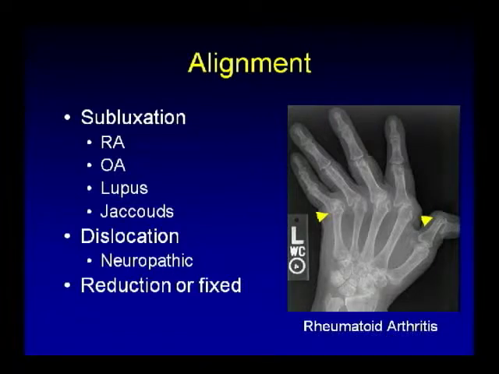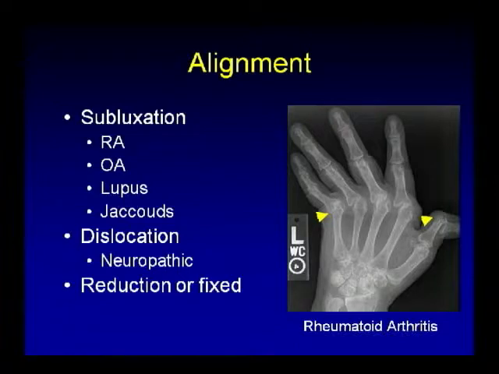If we look at this particular hand, we see that there's ulnar subluxation, but if we look carefully, we also see that there are some erosions, and that would knock out osteoarthritis. It would probably knock out lupus and Jaccoud's as well. And we'd probably think about rheumatoid arthritis, which we see.